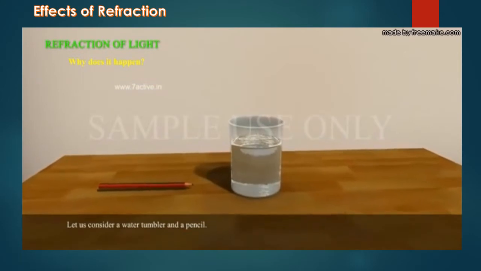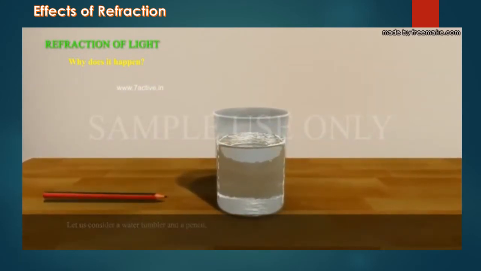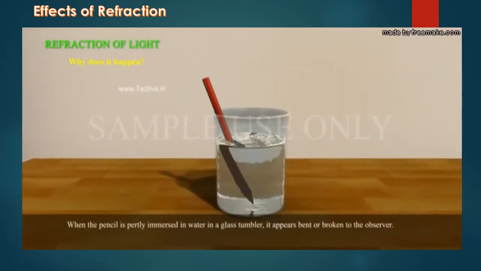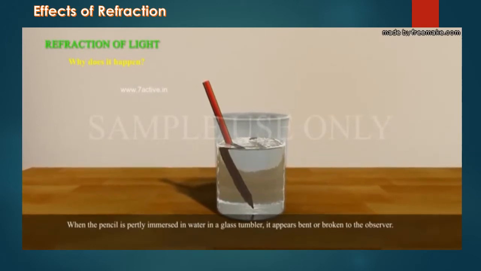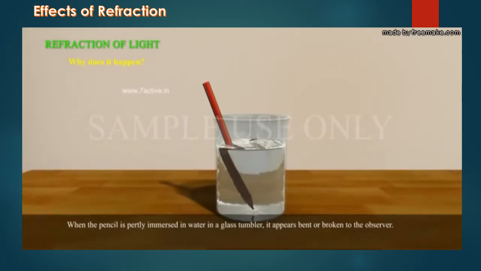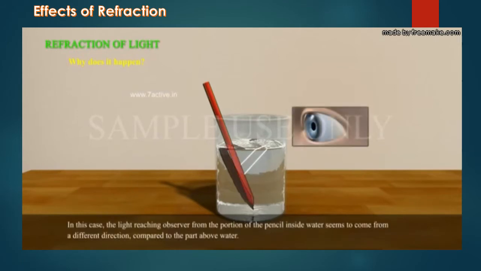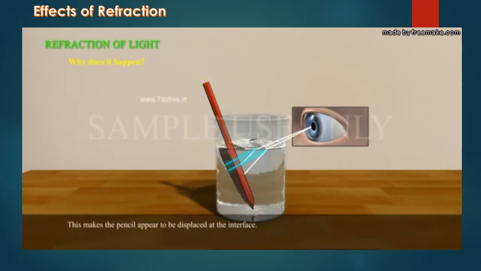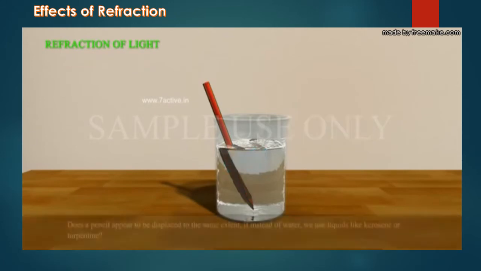Let us consider a water tumbler and a pencil. When the pencil is partly immersed in water in a glass tumbler, it appears bent or broken to the observer. We know for a fact that the pencil is not bent at all. It just appears to be so. In this case, the light reaching the observer from the portion of the pencil inside water seems to come from a different direction compared to the part above water. This makes the pencil appear to be displaced at the interface.